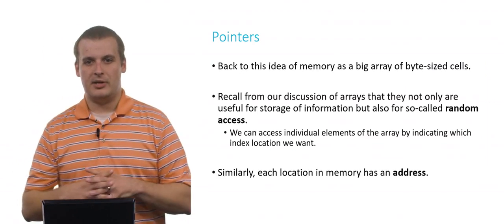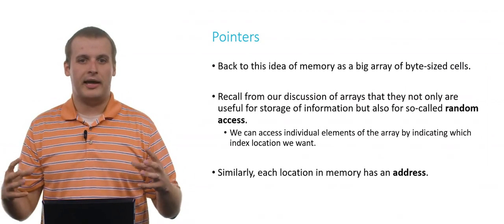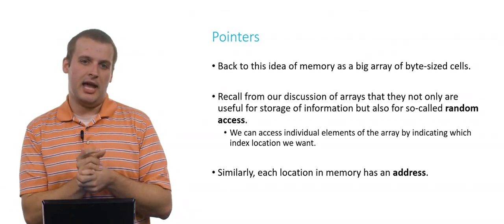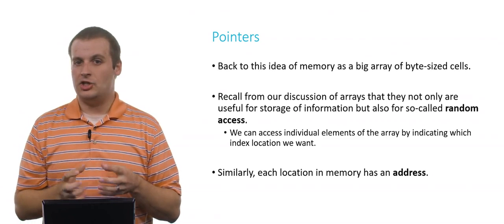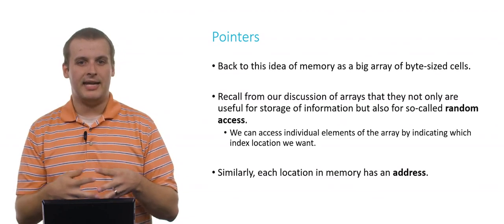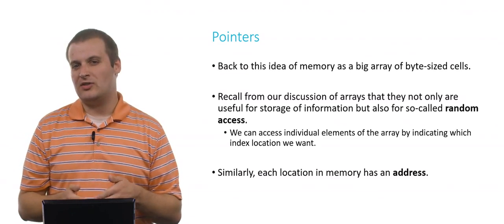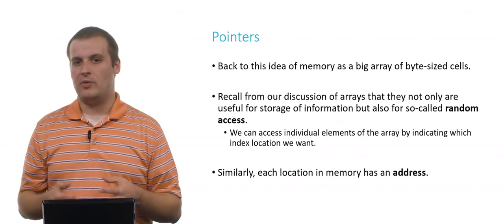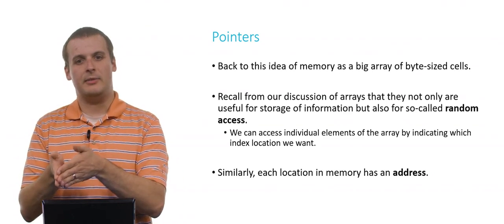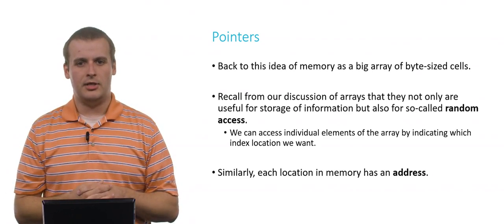So back to this idea of memory as a big array of byte-sized cells. That's really all it is. It's just a huge array of cells, just like any other array that you're familiar with in C, except every element is 1 byte wide. And just like an array, every element has an address. Every element of an array has an index, and we can use that index to do so-called random access on the array. We don't have to start at the beginning of the array and iterate through every single element to find what we're looking for. We can just say, I want to get to the 15th element or the 100th element, and you can just pass in that number and get the value you're looking for.